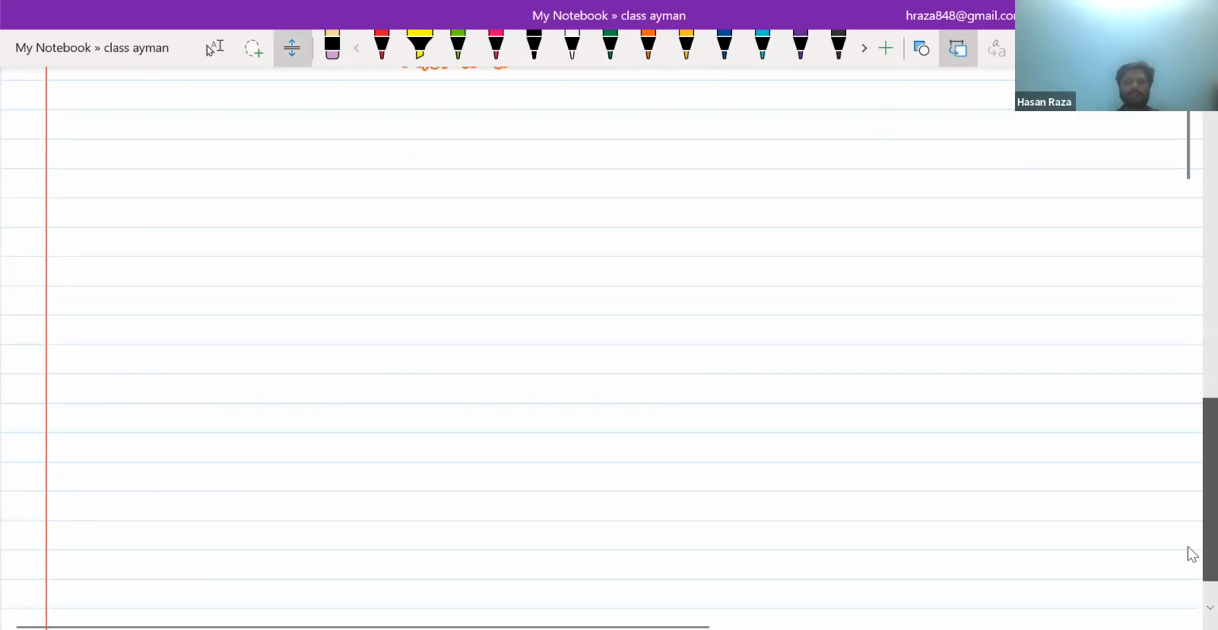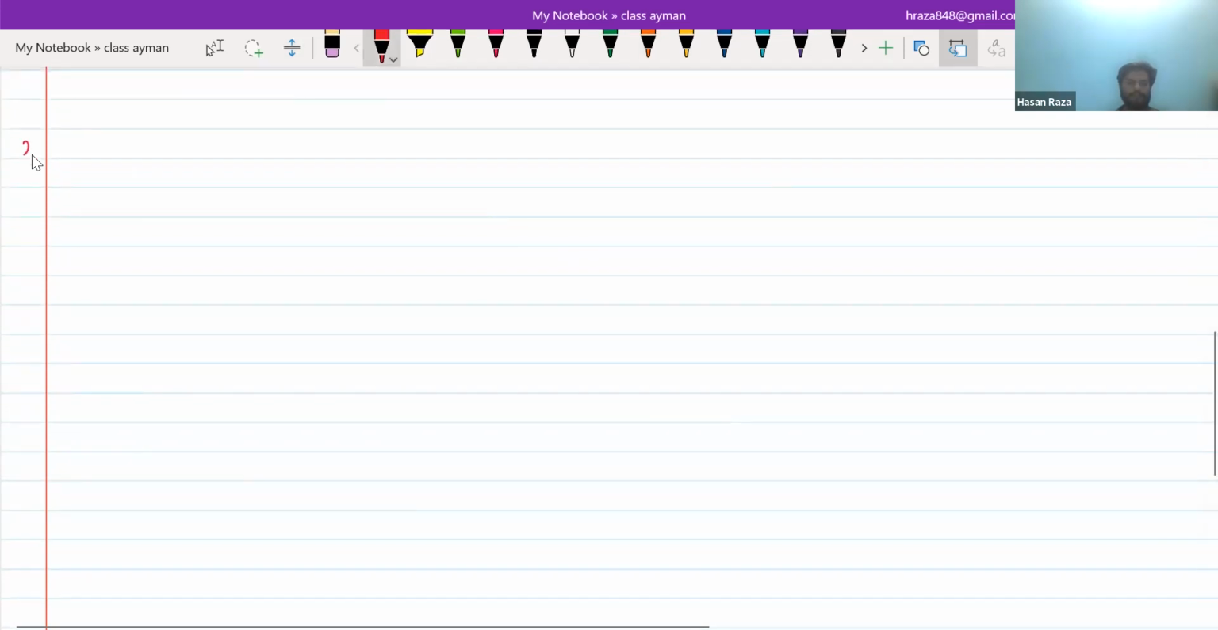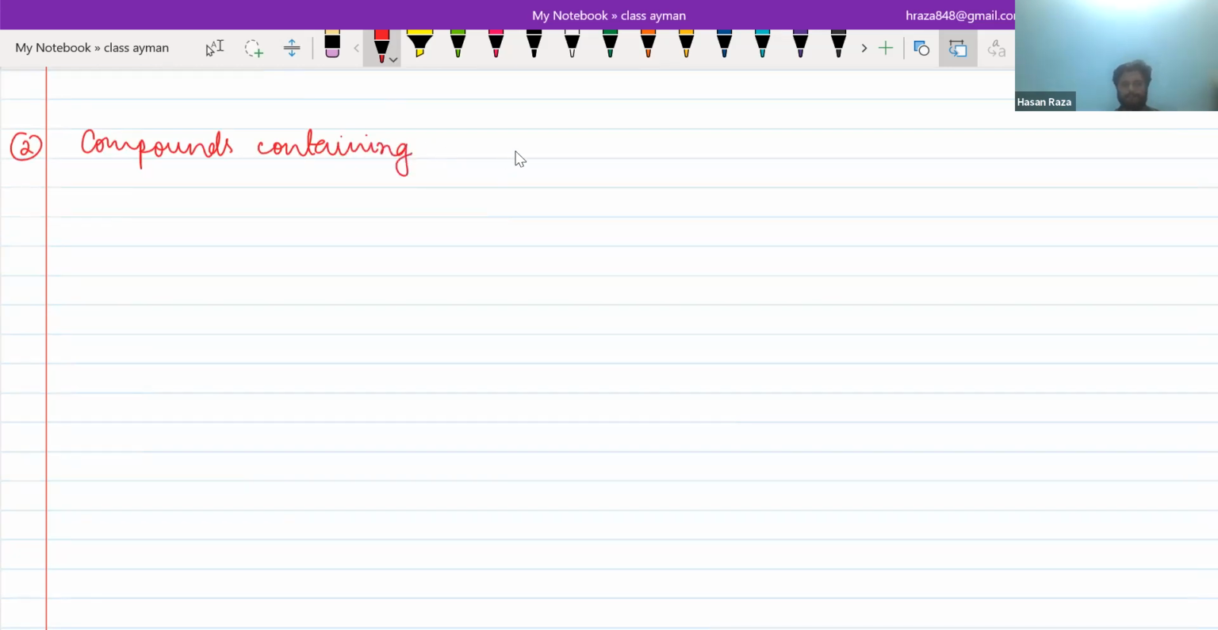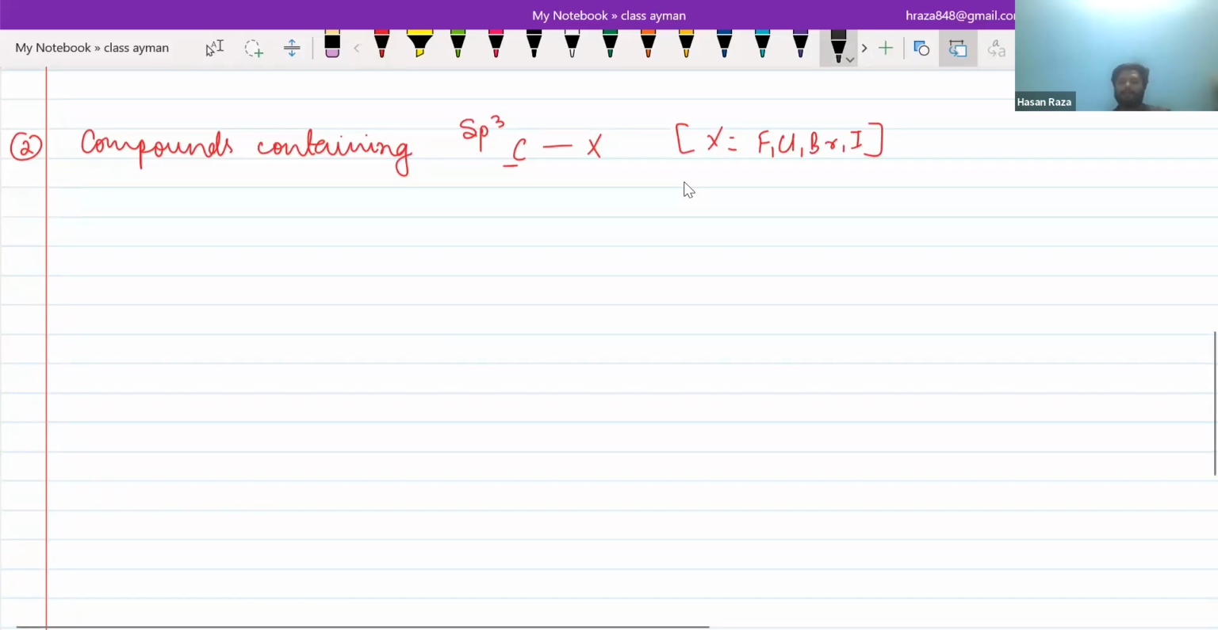Now the second classification is basically compounds containing a C-X bond, in which the hybridization of carbon must be sp3, and you know X is basically fluorine, chlorine, bromine, and iodine. The carbon to which the halogen is attached should be sp3 hybridized, first of all. And here the classification is basically primary, secondary, tertiary. And for that, we need to know about degree of carbon.